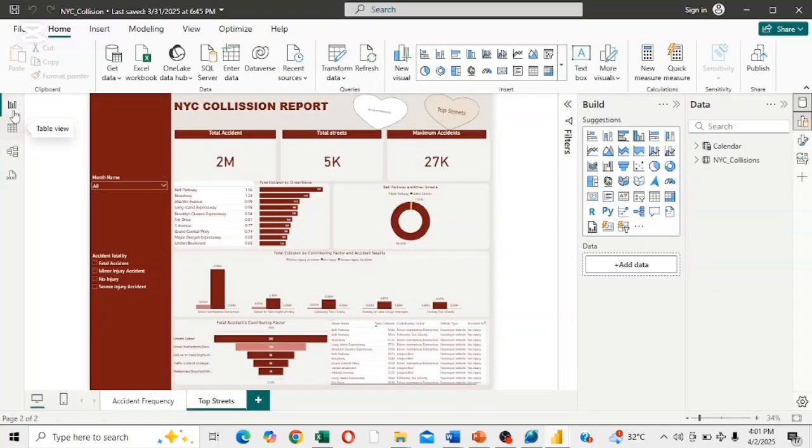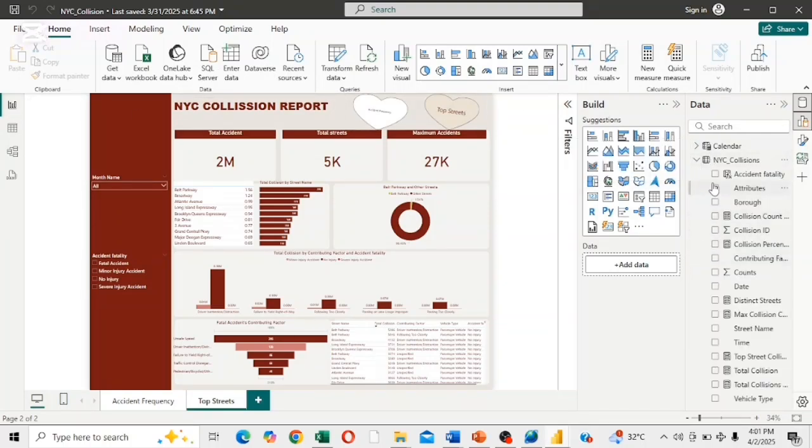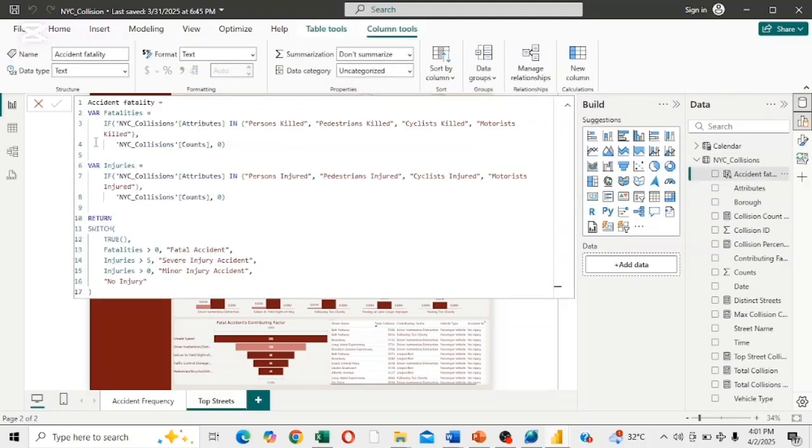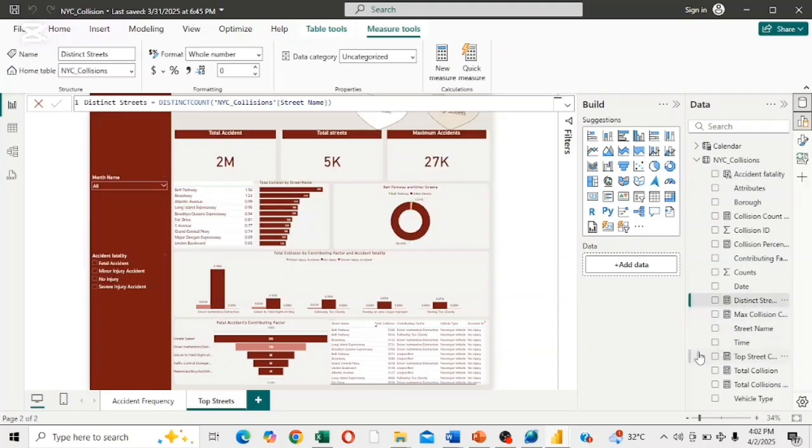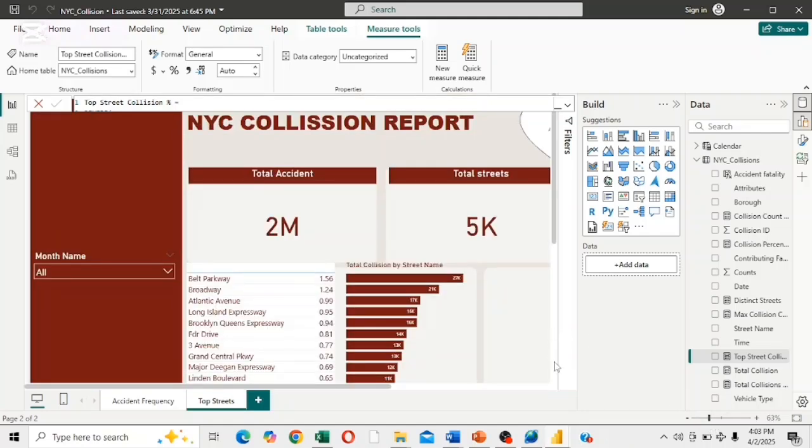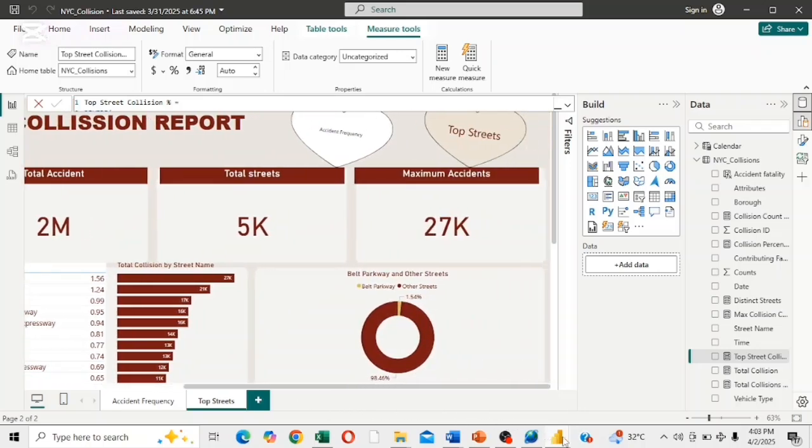And for my measures in DAX, I use a DAX formula to determine the accident fatality, and this is the formula. That's the count of distinct rates. Then I did total collision to be equal to the count of NYC collision ID. So I have on my KPIs the total accidents to be 2 million, the total streets according to my data set to be 5,000, the maximum accident to be 27,000.